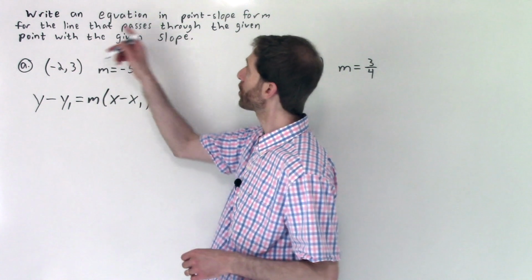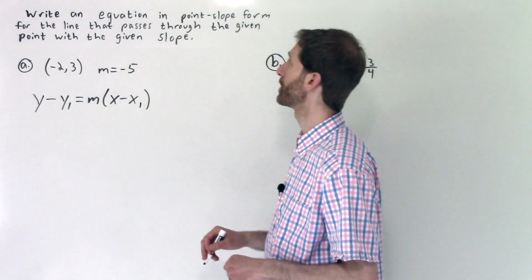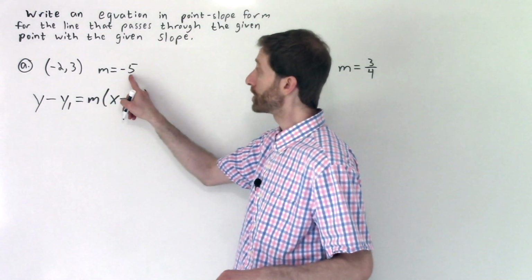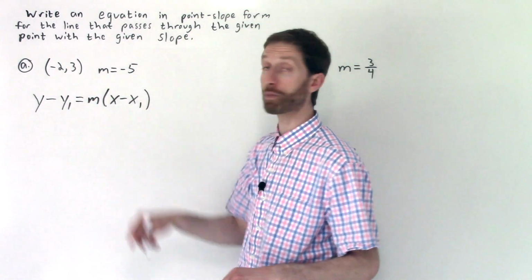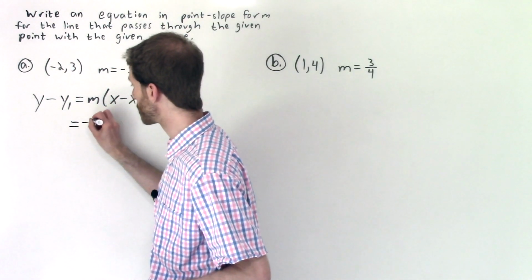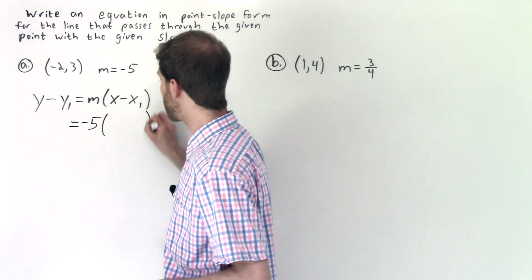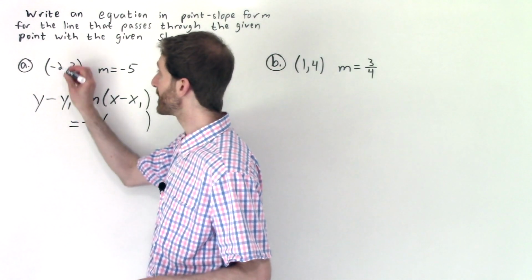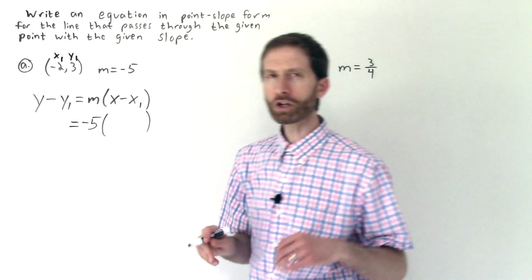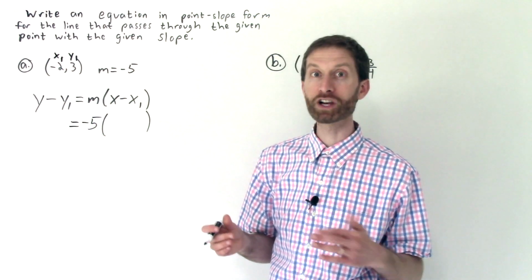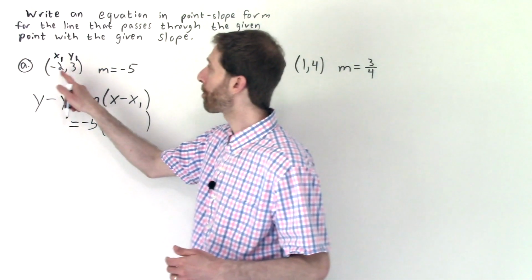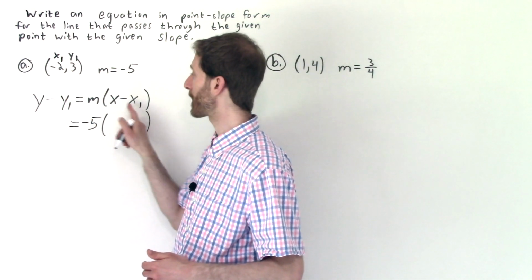So it says, write an equation in point-slope form for the line that passes through the given point with the given slope. Well, if I have a point of -2, 3 and a slope of -5, first thing I know is slope is m, so that goes in here. Then what I also know is that this is x1 and this is y1, and if you're a little confused on that, check out my first video on point-slope form and why and how it works. So these are the points that are going to go into the respective spots.